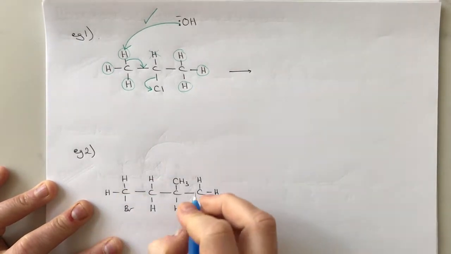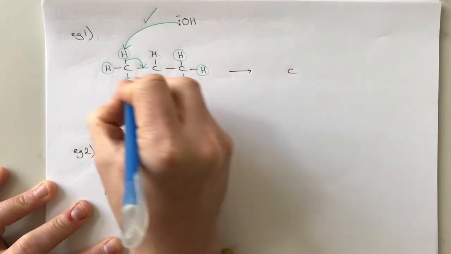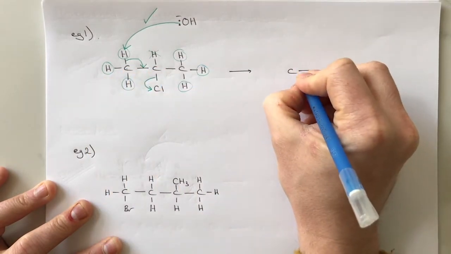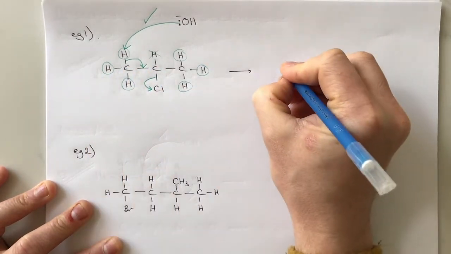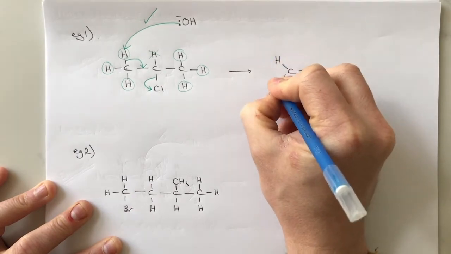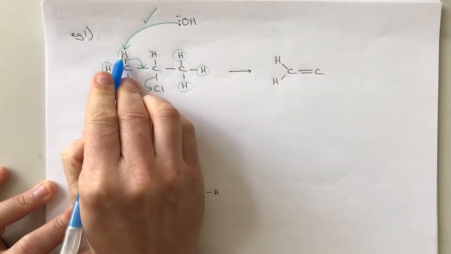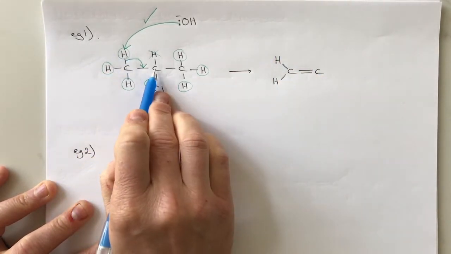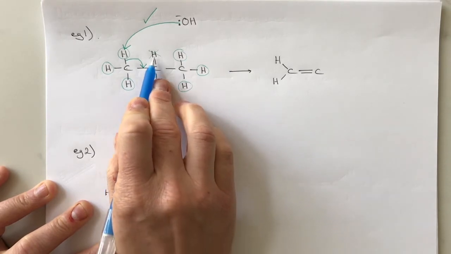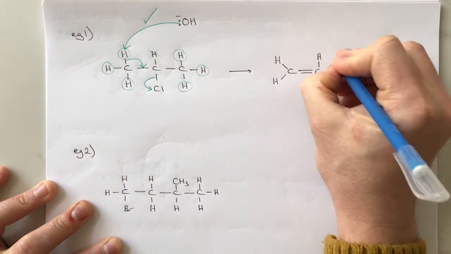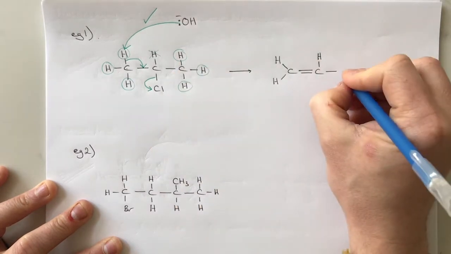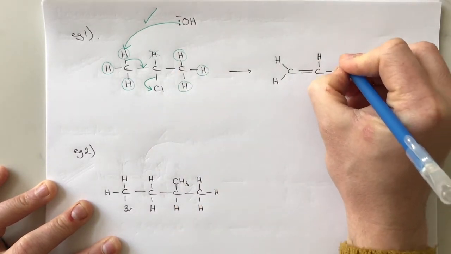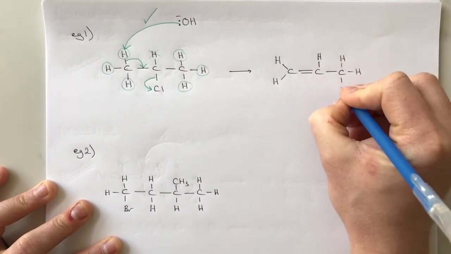So by the time I've carried that out, my first carbon is now going to be doubly bonded to the second carbon. My first carbon now only has 2 hydrogens attached because that one's already been removed. My second carbon no longer has a chlorine, but it still has a hydrogen. And my third carbon has stayed relatively unaffected. That still has all 3 of its hydrogens attached.